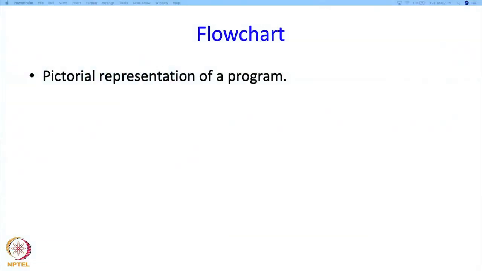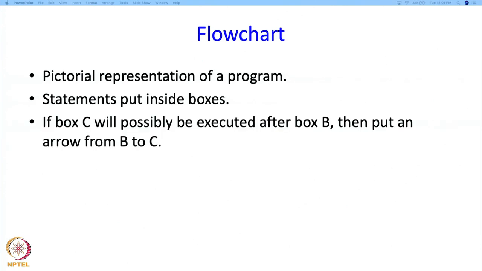Now it is customary to describe the if statement as a flowchart. And what is a flowchart? It is a pictorial representation of a program or a statement. In this, statements or even parts of statements are put inside boxes. And if box C will possibly be executed after some box B, then we put an arrow from B to C. This allows us to understand how control flows in between the statements. So, the arrows indicate how the control flows, and therefore, such a chart is called a flow chart.